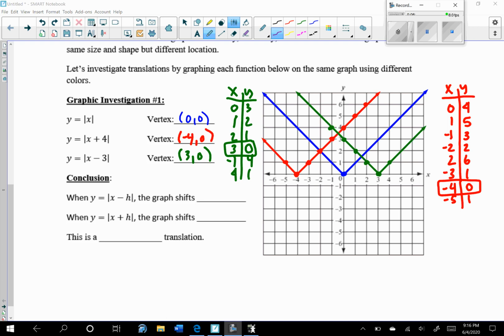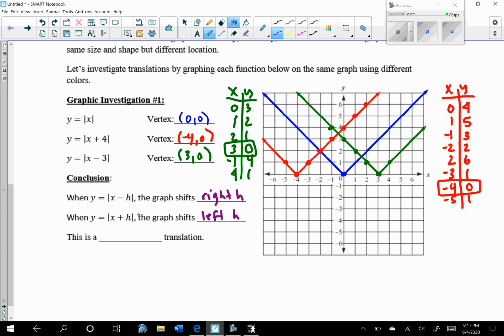Let's go ahead and look at the conclusion. So when y equals x minus h, the graph shifts how? So that would be the x minus 3. So that's the graph in green. Notice that from the parent graph, which is the graph in blue, it shifted the vertex to the right 3. So that means it's going to shift it right h units. And when it was plus h, in this case plus the 4, notice the vertex moved to the left 4. So this goes left h units.